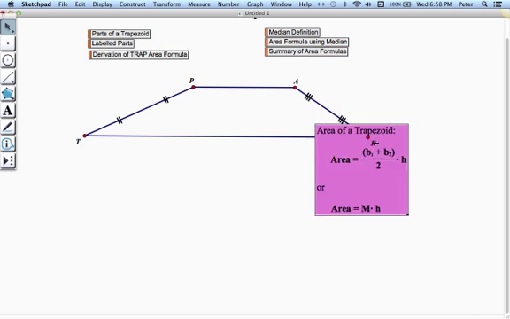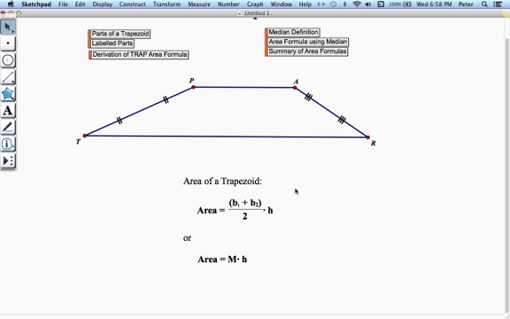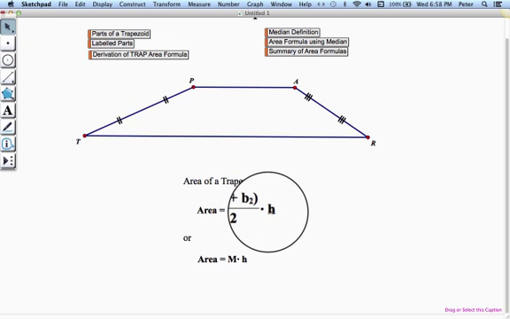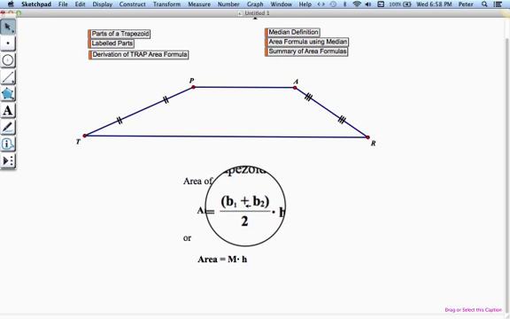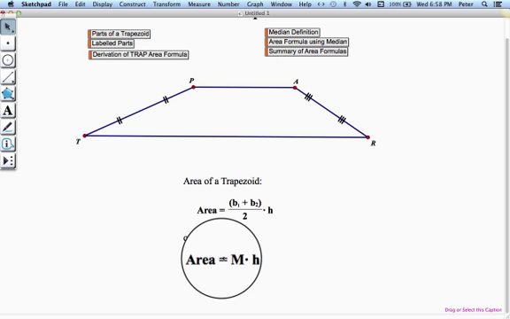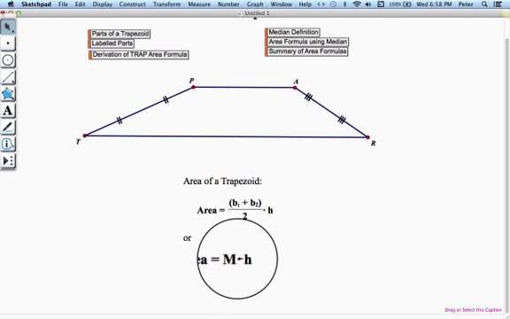The two formulas that I want you to know for the area of a trapezoid are 1/2 b1 plus b2 times h, or you can write it as b1 plus b2 over 2 times h. And then the other formula, its total equivalent, is m times h, which is median times h, because the median does equal b1 plus b2 over 2.